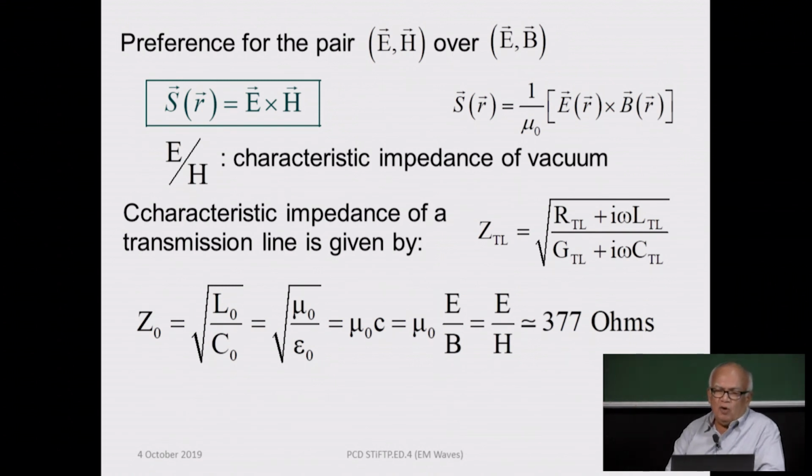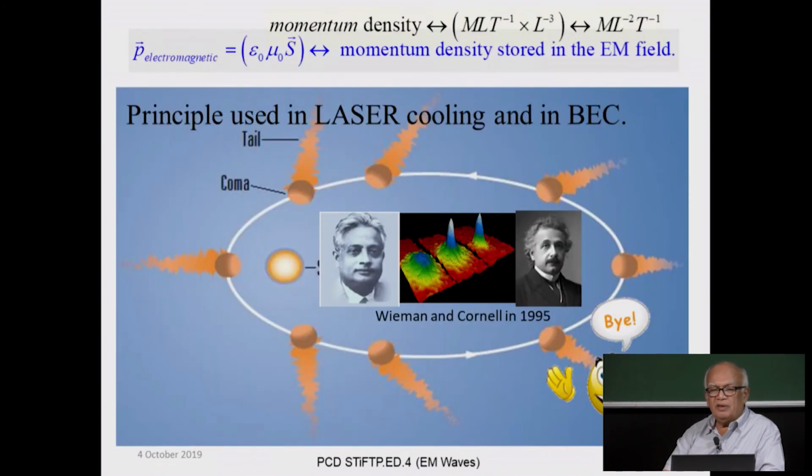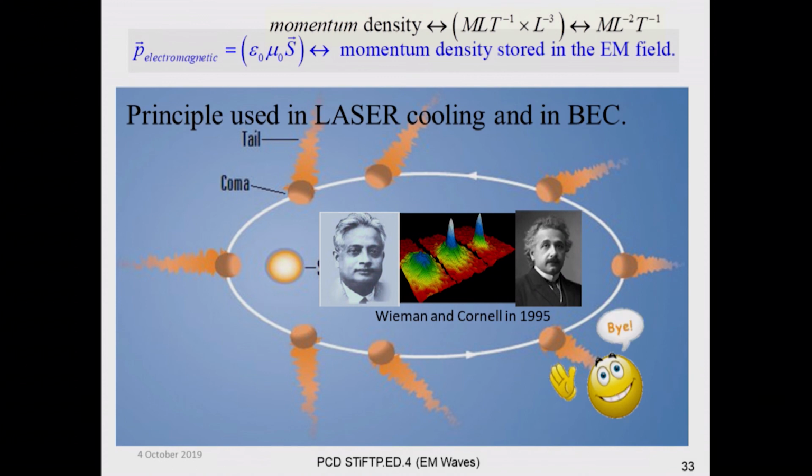And for the vacuum, it will be just the root of mu 0 over epsilon 0, or it will be equal to E over H, which turns out to be about 377 ohms, because these are fundamental constants. So this is the impedance of vacuum, and because this is represented in terms of E and H, it is often customary to write the Poynting's theorem or Poynting's vector as E cross H rather than 1 over mu 0 times E cross B. The two are numerically absolutely equal, of course, right?